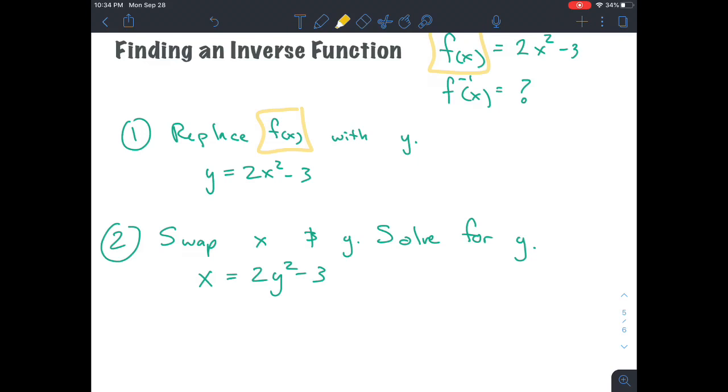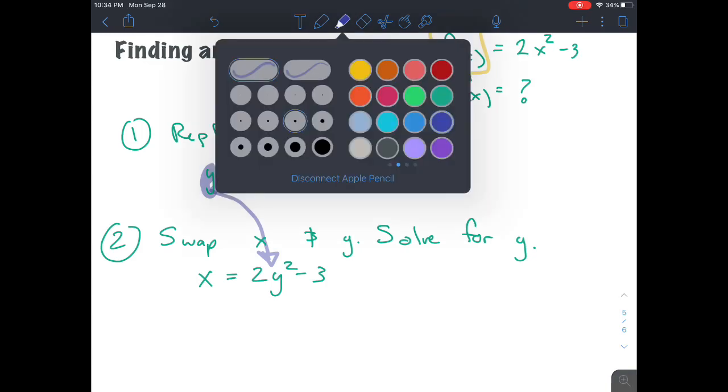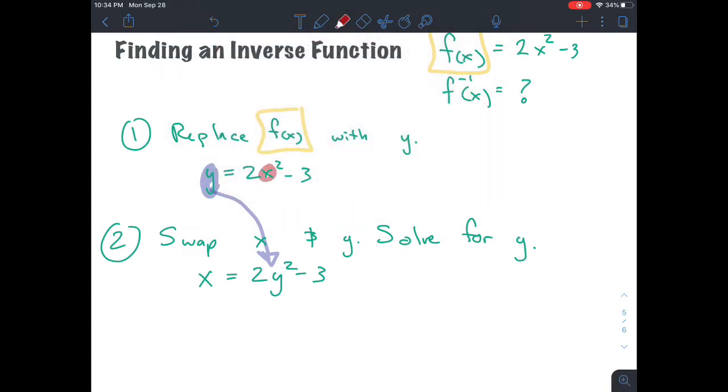So what we've done is we've taken the output and made it the input, and we've taken the input and made it the output. So we're swapping outputs and inputs, and that's the definition of inverse. Your output becomes your input and vice versa. Now we have to solve for this new y right here. So now it's just algebra.